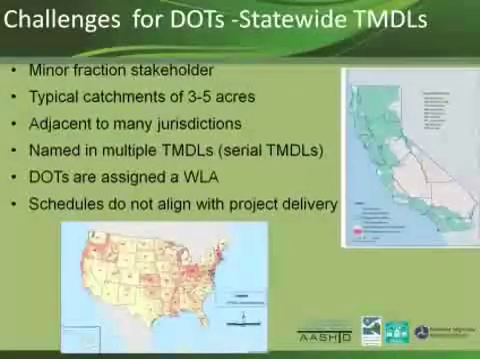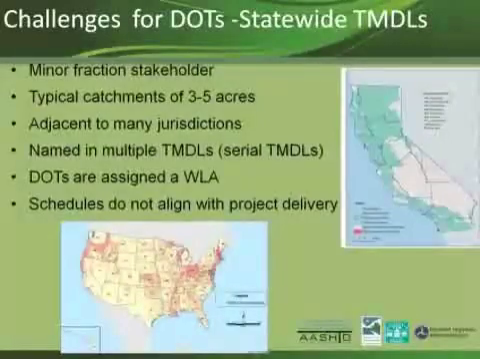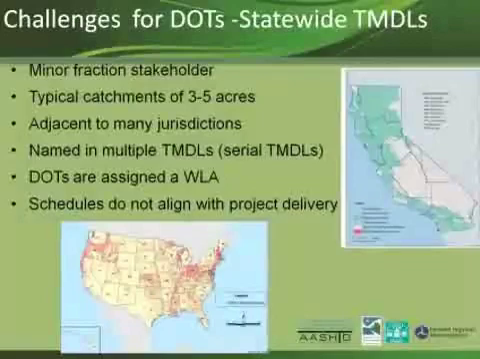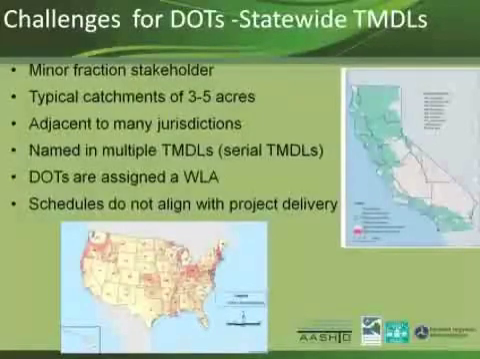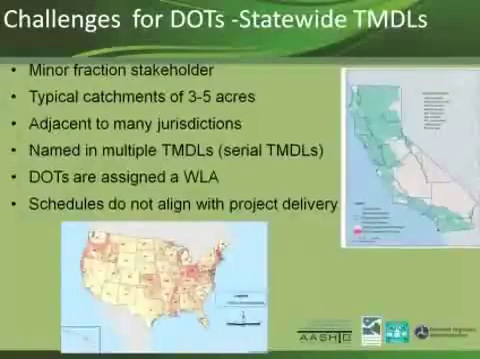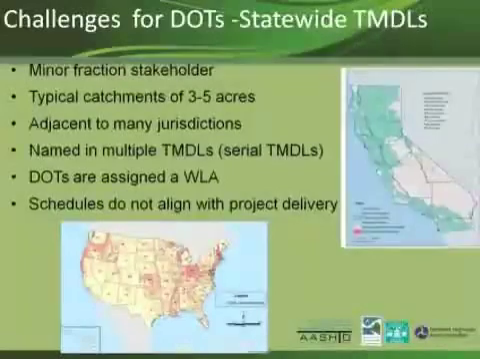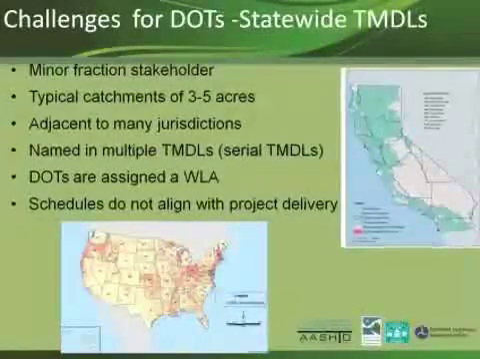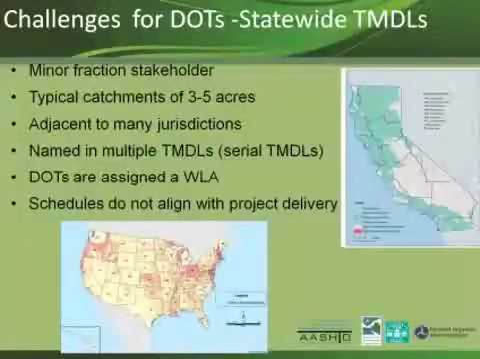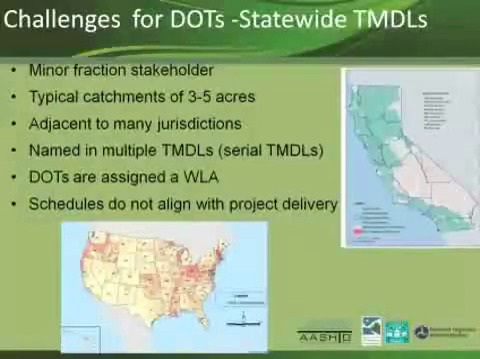A huge challenge for us here in California and also for the rest of the nation are TMDLs. As you see in these maps, about two-thirds of the state of California drains to impaired water bodies, and the installation of post-construction BMPs is one of the ways to meet TMDL requirements, but we have challenges. We are a minor fraction of the stakeholders, typically less than 2 to 5% of a watershed. Our BMPs typically have catchments or drainage areas serving 3 to 5 acres. Our highways are adjacent to many jurisdictions. We have been named in multiple TMDLs, and in many cases, serial TMDLs are developed by our regulators for specific pollutants. That gets back to not being able to look ahead for your design and construction considerations. We're assigned waste load allocations, and the schedules given for TMDLs do not necessarily align with project delivery, which could be problematic for a DOT in meeting TMDL mandated schedules.